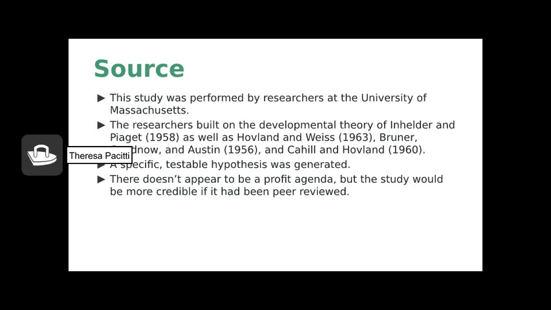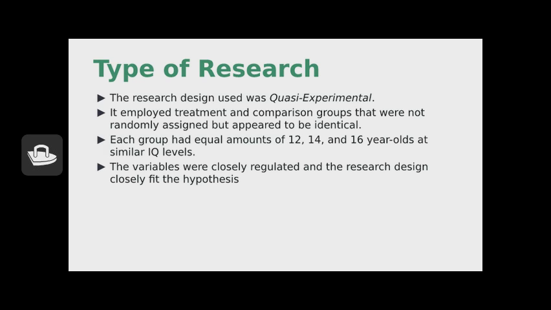In study number 1, Concept Attainment and Adolescent Development, the study was performed by University of Massachusetts researchers. Researchers built upon several development theories and generated a specific testable hypothesis. Quasi-experimental research was used in this study. Comparison groups appeared not to be randomly assigned but identical. Each group consisted of 12, 14, and 16-year-old boys.